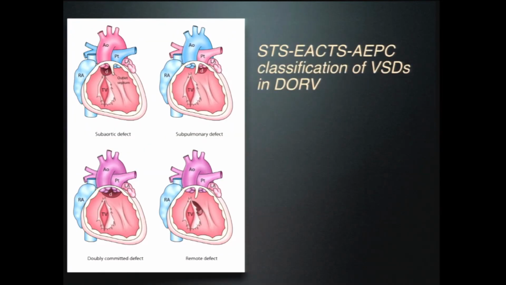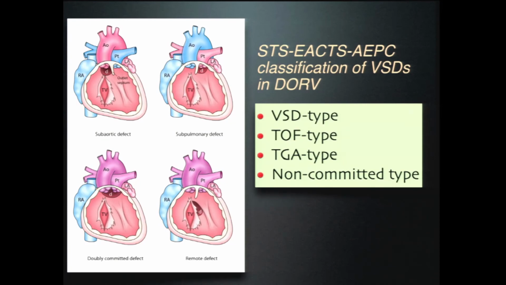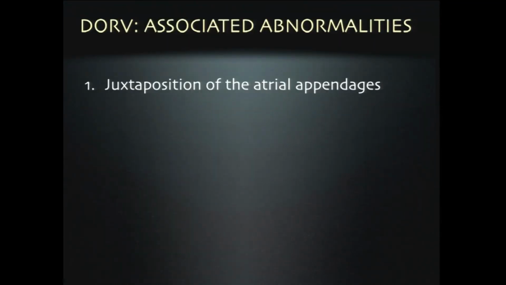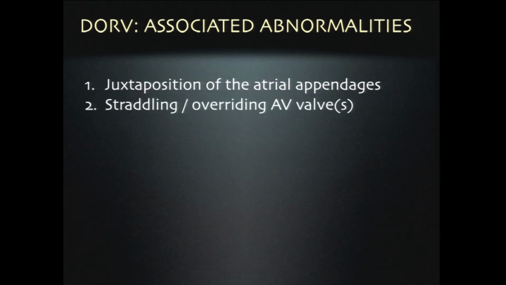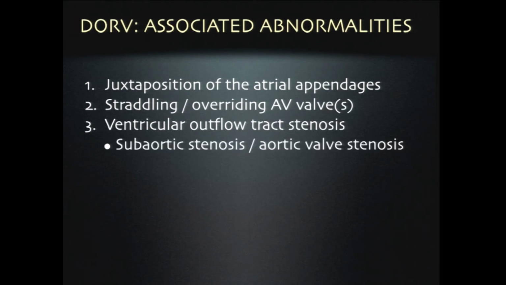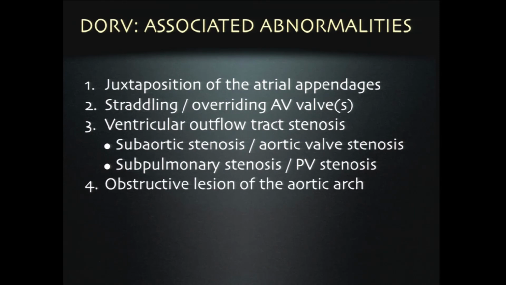Okay, so going back to this drawing, the surgeons didn't like the LABS classification, and especially in European societies, they try to classify the VSD in DORV in such a way. So VSD type, if there is a narrowing, called tetralogy of Fallot type, TGA type, or non-committed type. Having a classification like this gives a surgical idea of what to do. Associated abnormalities in DORV include juxtaposition of the atrial appendages, straddling and overriding aortic valve, ventricular outflow tract stenosis, either subaortic or subpulmonary, and obstructive lesion of the aortic arch.